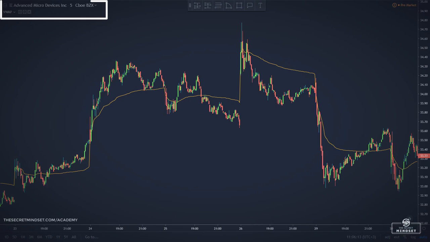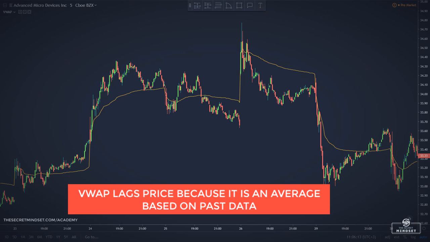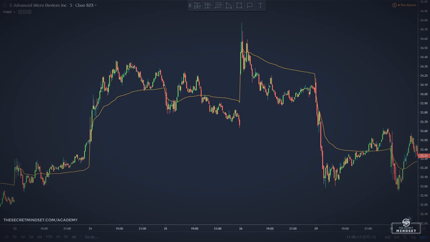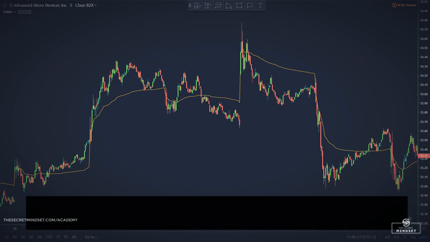The volume-weighted average price appears as a single line on intraday charts, similar to how a moving average looks. Like moving averages, the VWAP lags price because it is an average based on past data. Despite this lag, you can compare the VWAP with the current price to determine the general direction of intraday prices. It works similar to a moving average. In general, intraday prices are falling when below the VWAP and are rising when above the VWAP.